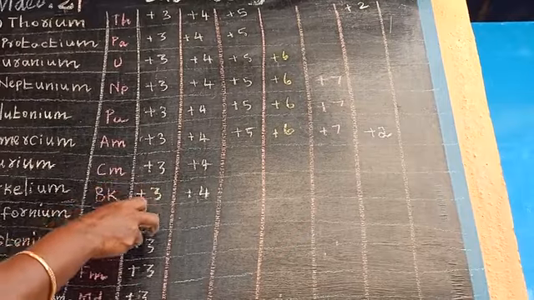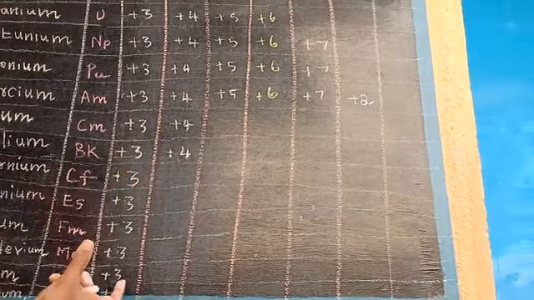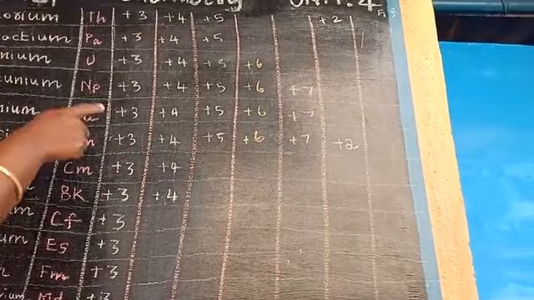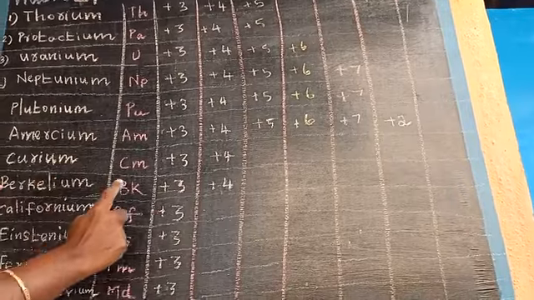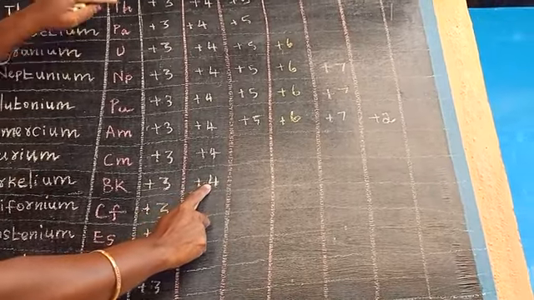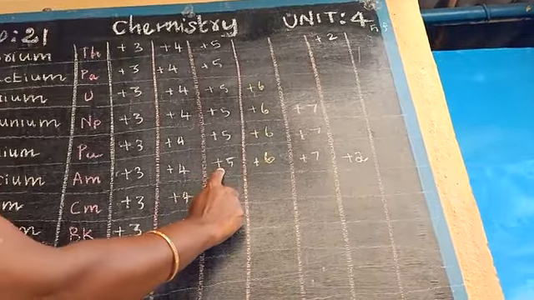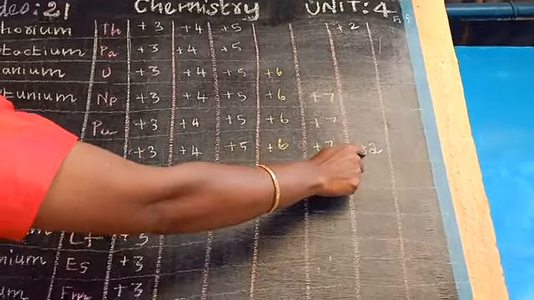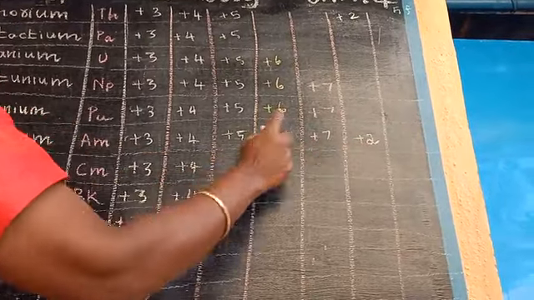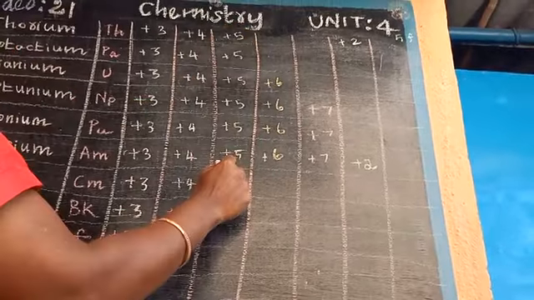So we must concentrate on this area. Okay, this one, how to study it is a very easy way, very simple. First write +3, +3. Next, concentrate on berkelium, that is +4. Okay, up to berkelium. Next one, americium, this is the target: +5, +6, +7, +2. Okay, americium. So +5 starting from this.